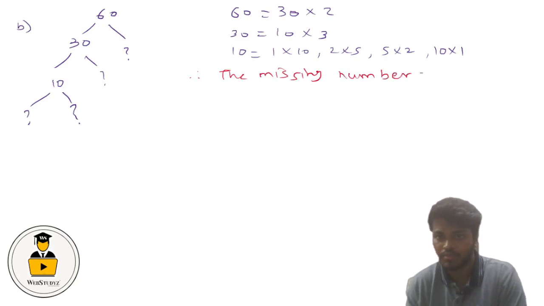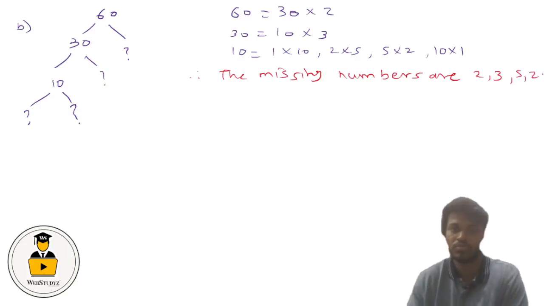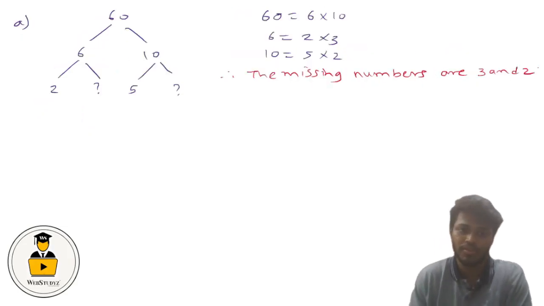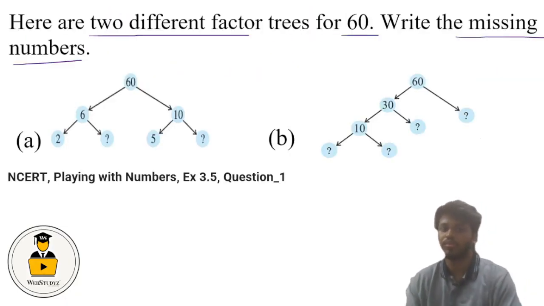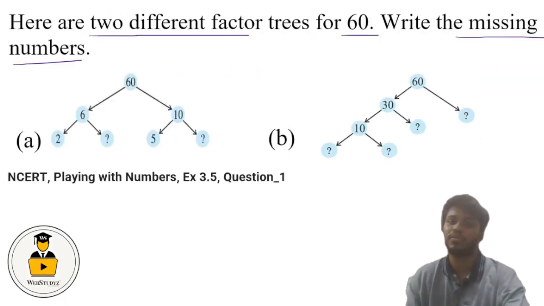we can say that therefore the missing numbers are 2, then 3, then 5 and 2. Here we have considered the concept of factorization in order to find out the missing numbers. So I hope you have understood it well, and thank you.